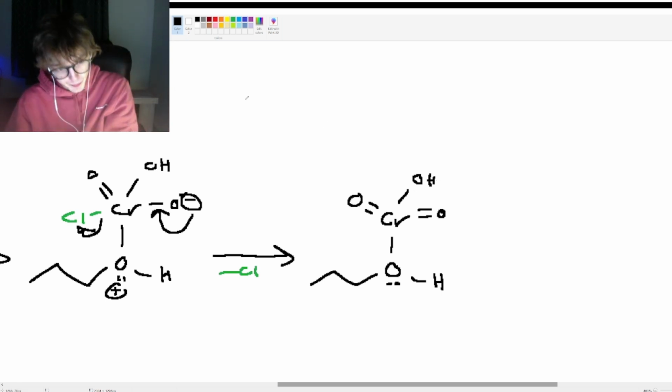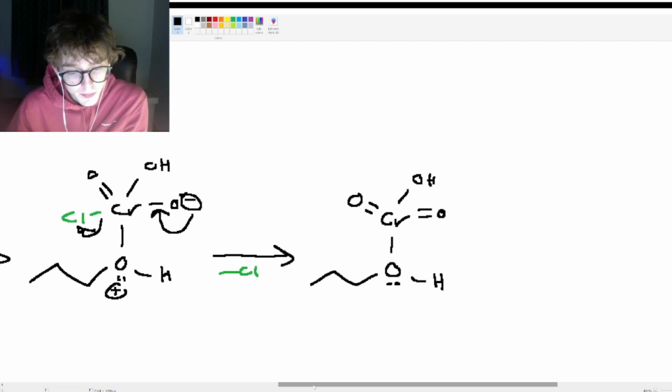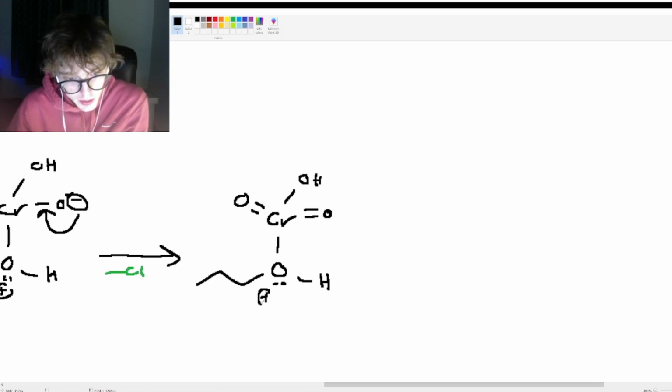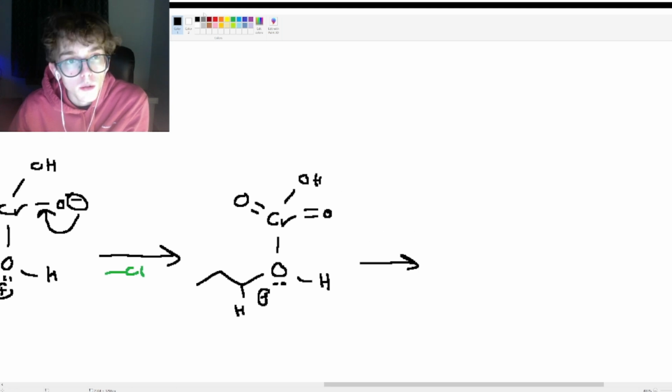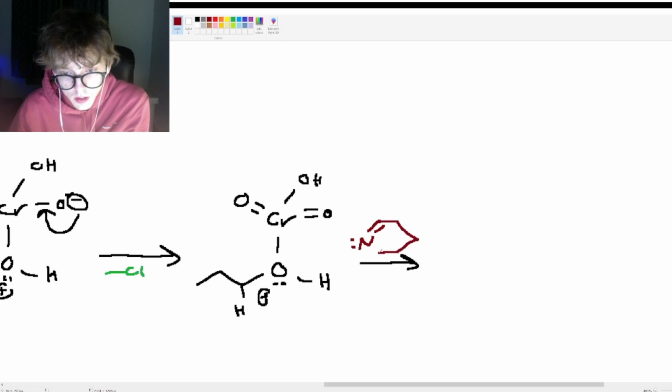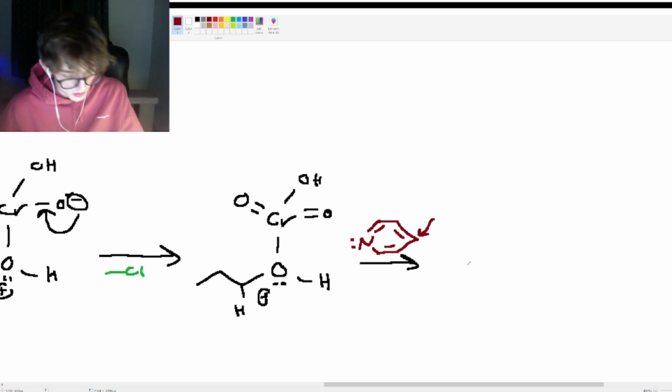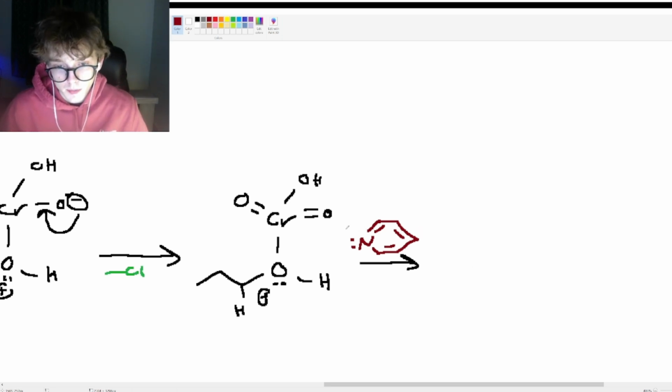So we have this here. And the next step of our mechanism, a lot of steps here, is we're going to do some elimination. So we'll reuse our base, our pyridine base. Oh, wow, I made it look like a bird almost, a bird's beak over here. So this is ready to grab a proton.